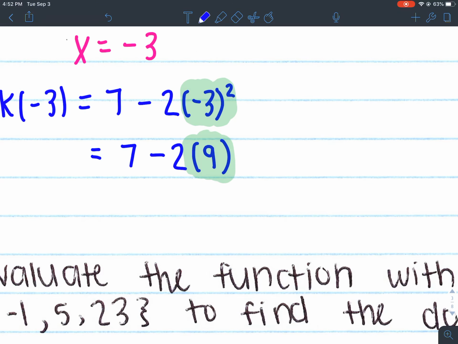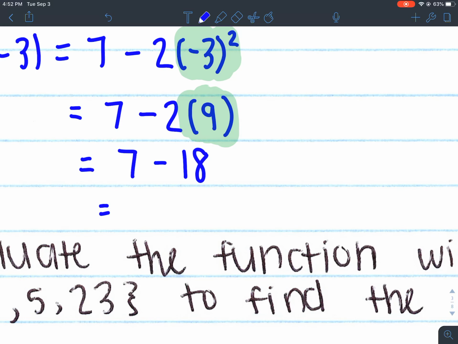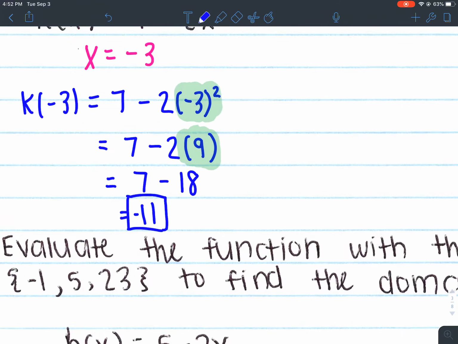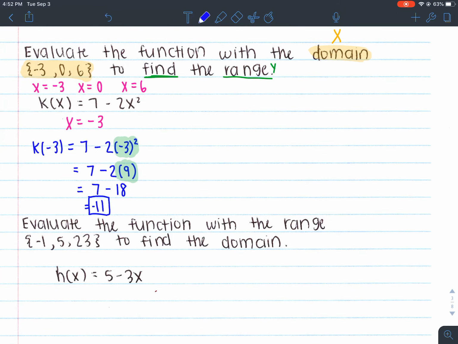Okay, and then after that we can continue. We have 7 minus 18, because 2 times 9 is 18, and then 7 minus 18 is -11. Now go ahead and box an answer for now, but I'll show you how to write the answers at the very end.